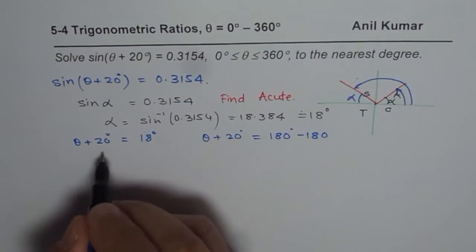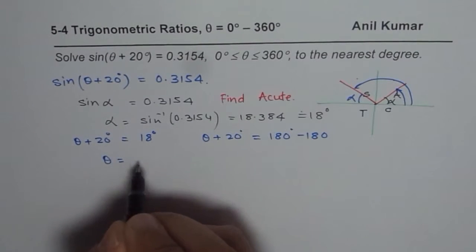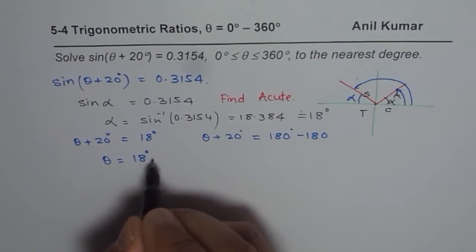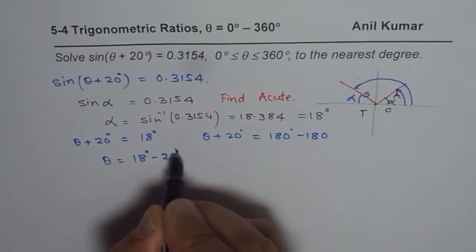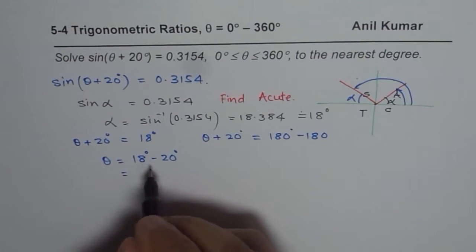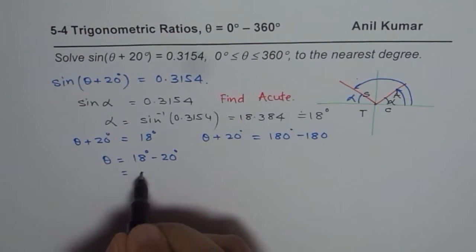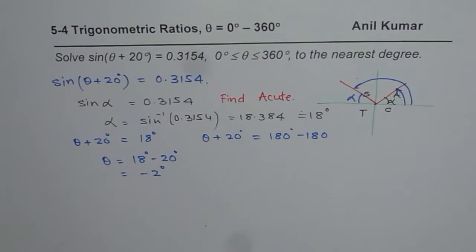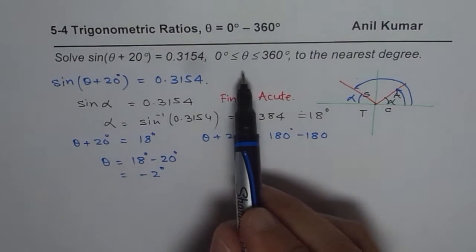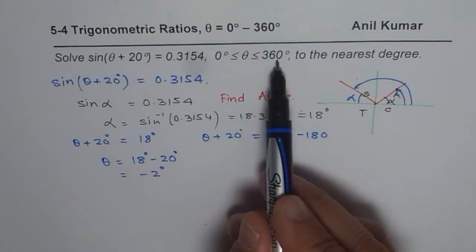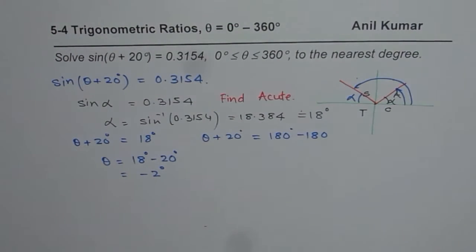Now we can solve this. So we say theta equals 18 degrees minus 20 degrees, correct? As soon as you do this, you get an angle which is minus 2 degrees, correct? So that means theta is minus 2 degrees, which is not really in your domain. You're looking for theta which is between 0 and 360 degrees, okay?